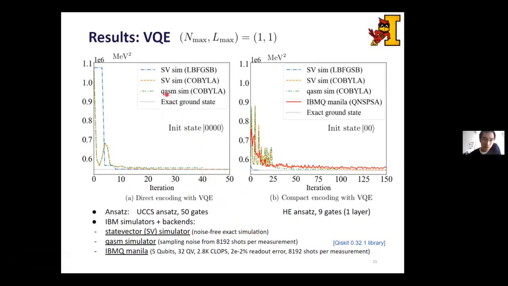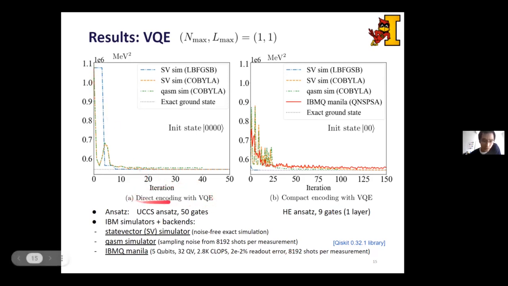We also consider the QASM simulator. It's a simulator with the ability to sample noise, with 8,192 shots per measurement. We have also considered IBM-Q Manila, which is a real quantum backend. So it's a 5-qubit backend with 32 quantum volume and about 2K CLOPS, and with some readout error and with the same amount of shots per measurement.